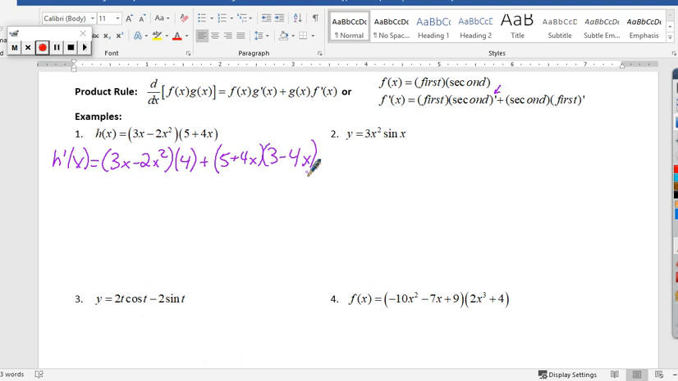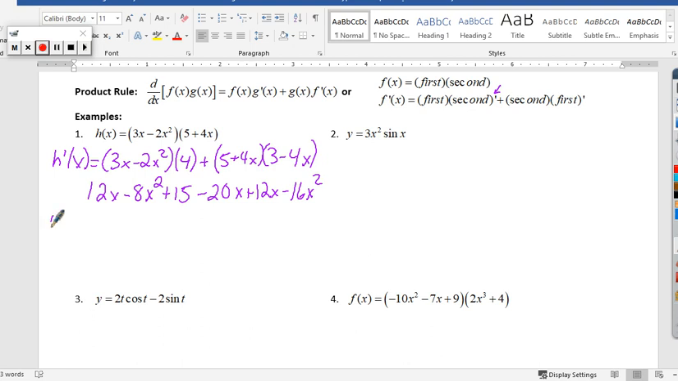From there, we're just going to be working on the algebra, distributing, foiling, combining like terms. Over here, we get 12x minus 8x squared. Over here, we're going to get plus 15 when we FOIL, minus 20x, plus 12x, minus 16x squared.